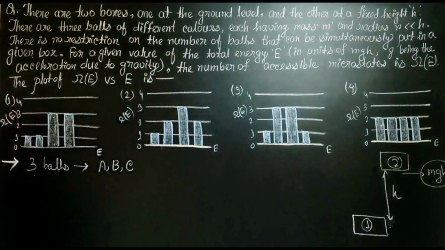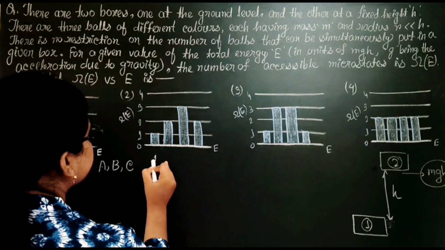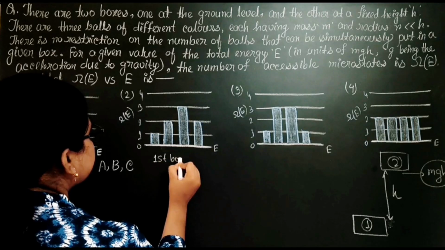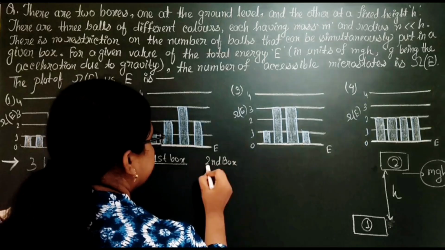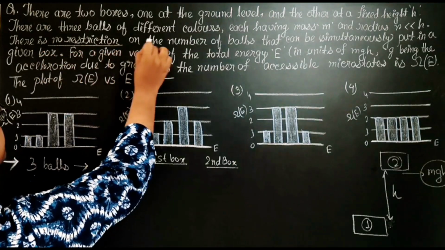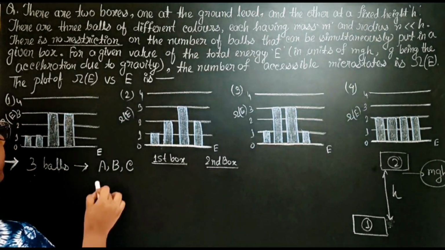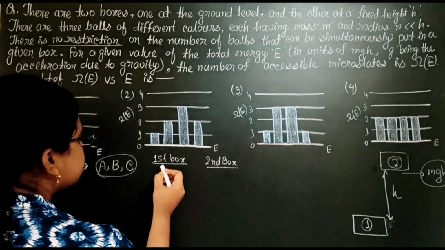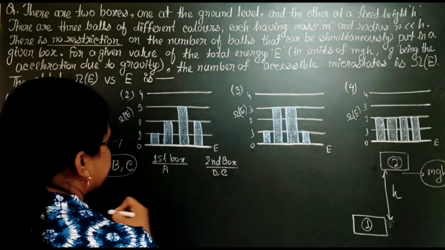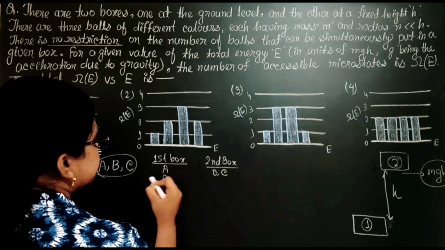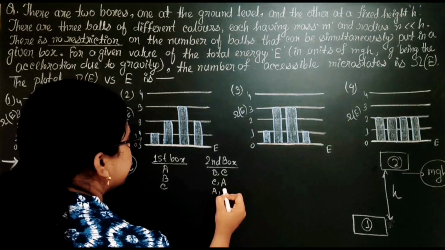So first we have to arrange all these three balls into these two boxes. We have two boxes. Suppose this is the first box, this is the second box. There is no restriction on the number of balls put into any box. So we have these three balls A, B, C of different colors. At first A is here, B and C can be here; B is here, C and A can be here; and C is here and A and B will be here.